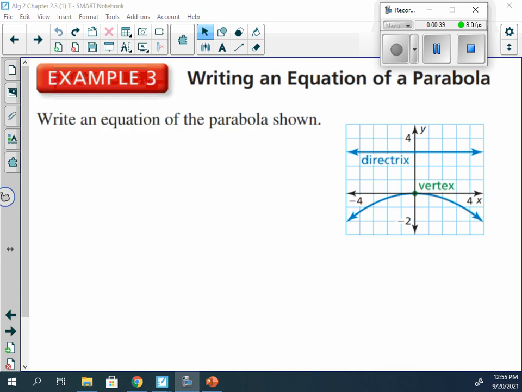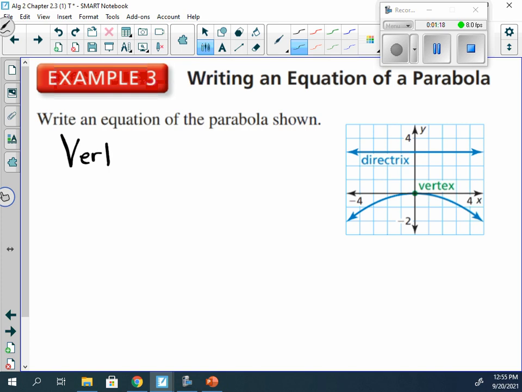Now, what we're looking at here and what we'll be doing is writing the equation of the parabola shown. We can do this by looking at the information that was given and how the equations match up to the general form. They gave us a graph of the equation already. They do tell us the vertex, and the vertex is 0, 0.